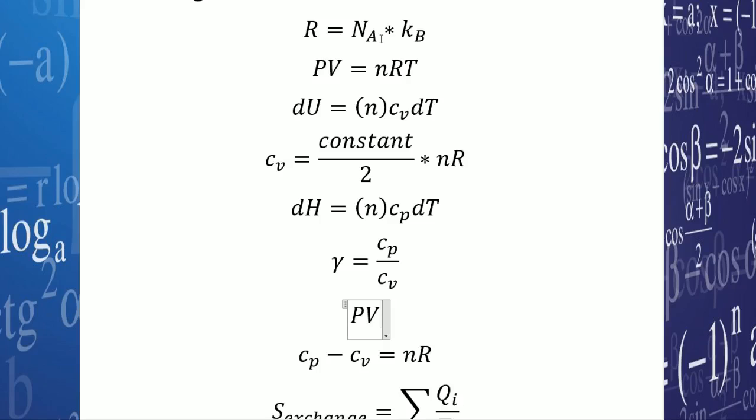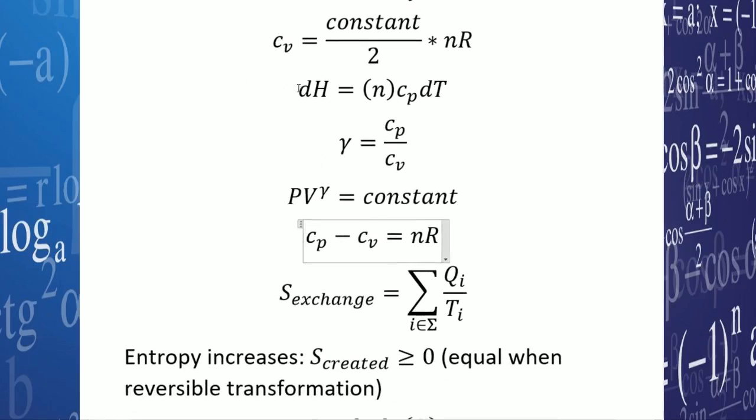I forgot this law. PV to the power gamma is constant. That's the law called the law of Laplace, and it states that for perfect gas, obviously. You also have the relation Cp minus Cv equals nR, it's a basic property.